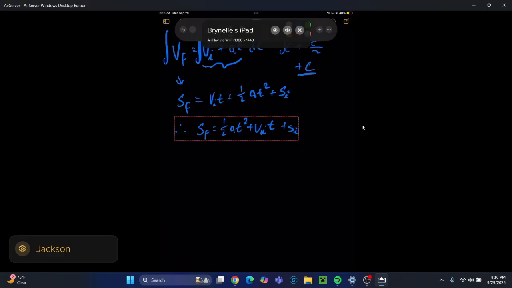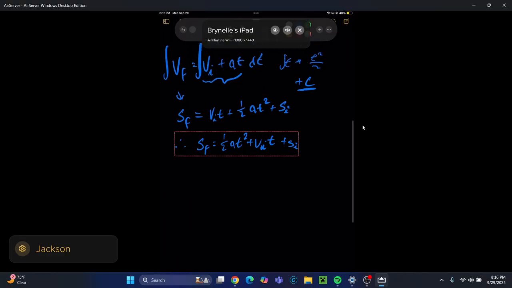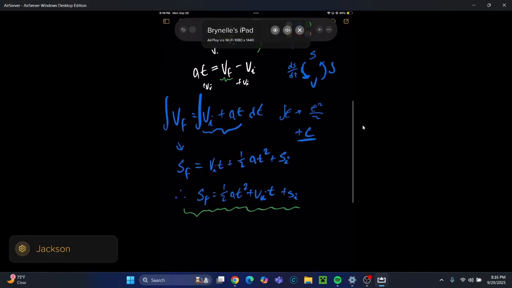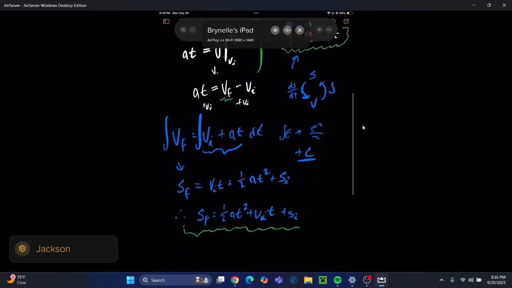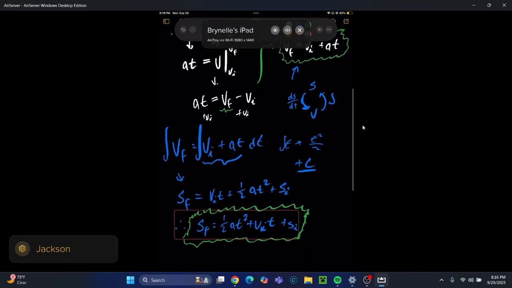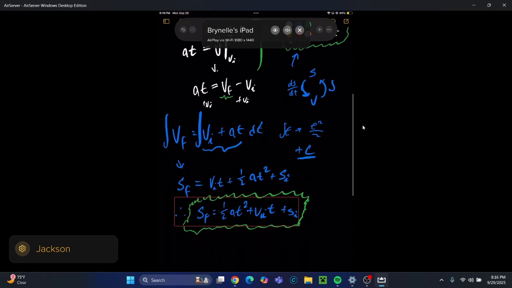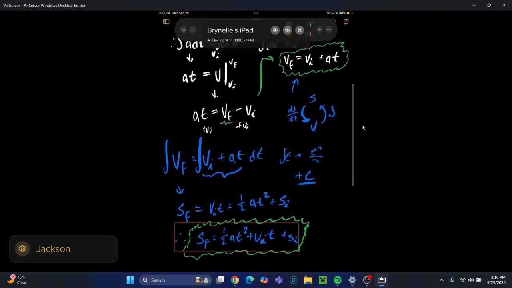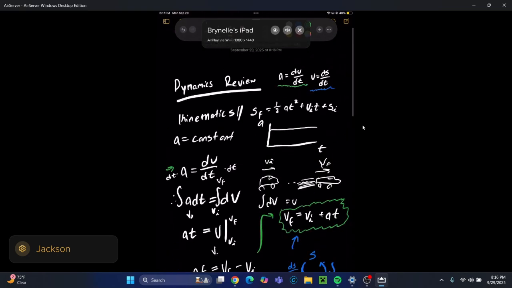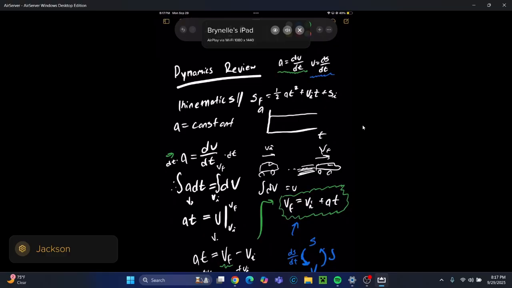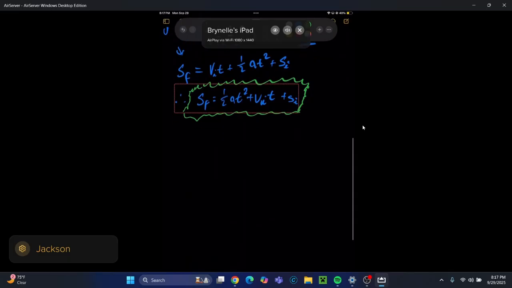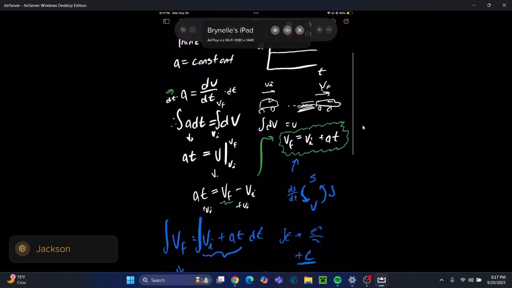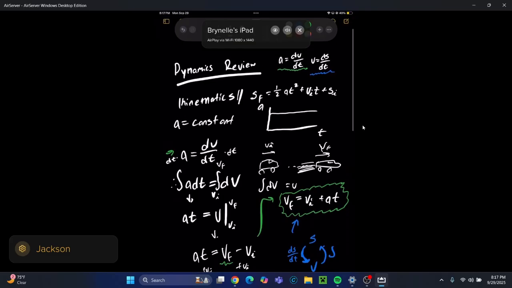Let me give this guy a cool outline too. Boom. That's how we get our basic kinematic equations. Again, these are just derived from the definition of acceleration and velocity themselves. So these are just things that are true based on prior knowledge, really.